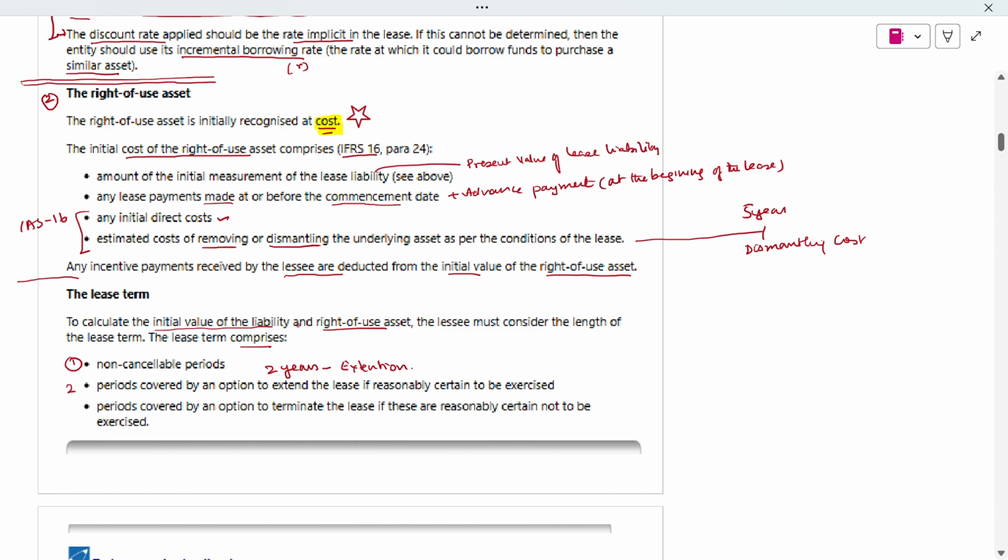The period covered by the option to extend the lease if reasonably certain to be exercised, and the period covered by the option to terminate the lease if certain not to be exercised. We'll say that after 2 years we may continue or we may not continue. They are giving both options: the period covered to extend the lease and the period covered to terminate the lease.